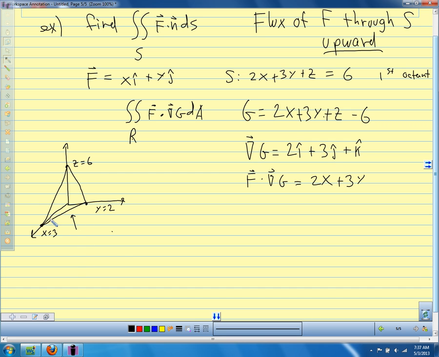We have 2 points. We have the y-intercept. We can figure out the slope, so it's not hard to find the equation of that line. That's y equals minus 2/3 x plus 2. So my region, R, is 0 less than or equal to x less than or equal to 3, and 0 less than or equal to y less than or equal to minus 2/3 x plus 2. So those are my limits for my double integral, and we're set.